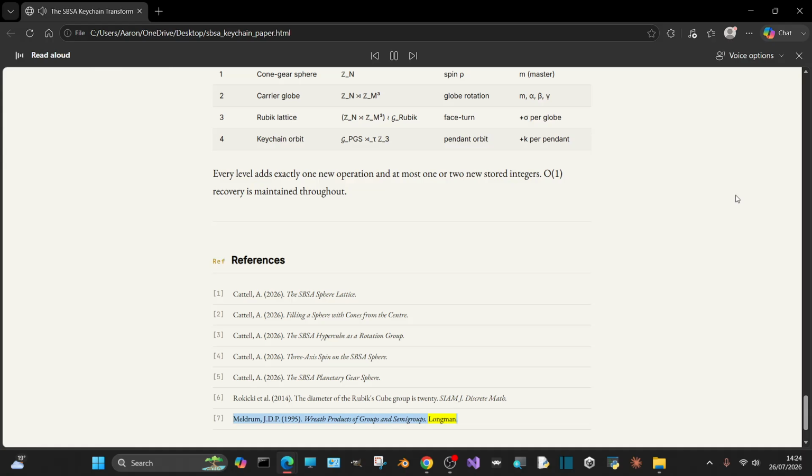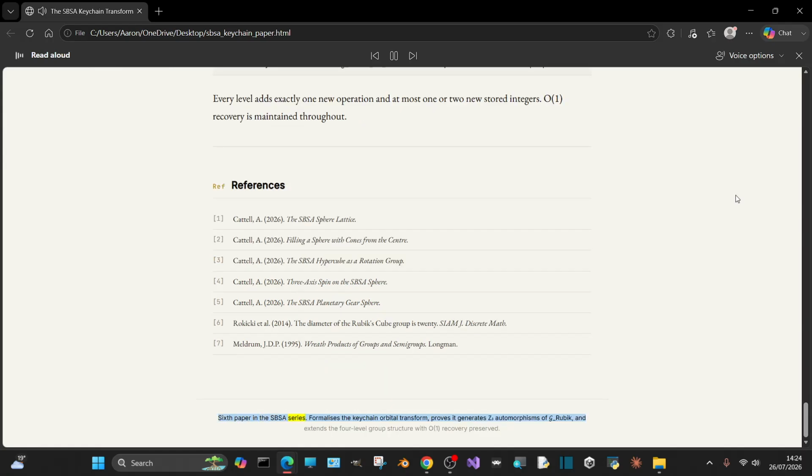Longman. 6th paper in the SBSA series. Formalizes the keychain orbital transform, proves it generates automorphisms of _Rubik, and extends the four-level group structure, with O(1) recovery preserved.